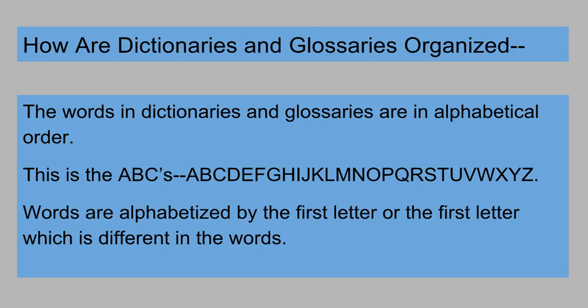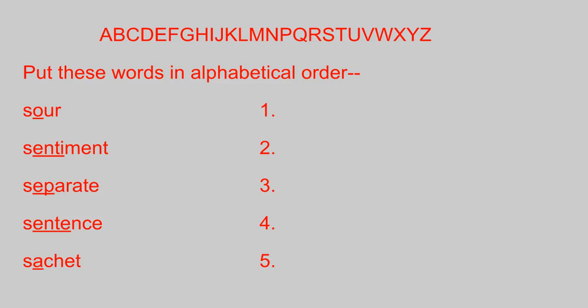How are dictionaries and glossaries organized? The words in dictionaries and glossaries are in alphabetical order. This is the ABCs or the alphabet listed here. Words are alphabetized by the first letter or the first letter which is different in the words. We have the alphabet listed at the top.